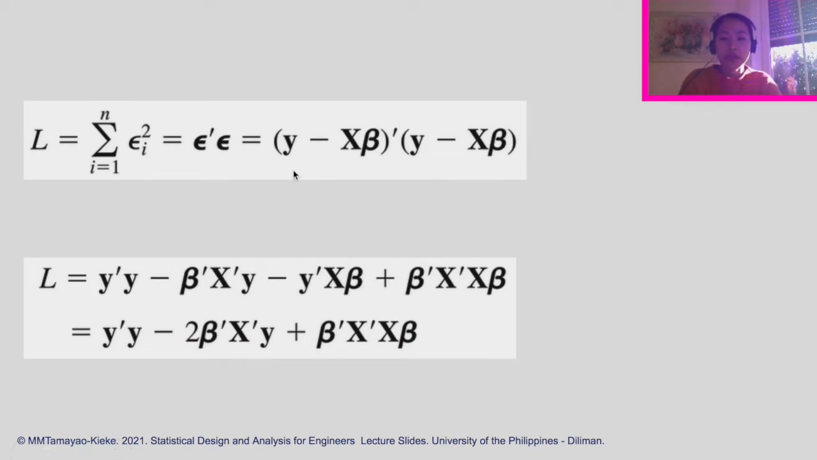Okay, and using matrix operations, then L would just be equal to (y − Xβ)'(y − Xβ), which is y'y − β'X'y − y'Xβ + β'X'Xβ. This would simplify to y'y − 2β'X'y + β'X'Xβ. Why did that happen? Because β'X'y is basically a scalar, so it is also equal to y'Xβ. That's why we have minus 2β'X'y plus β'X'Xβ.